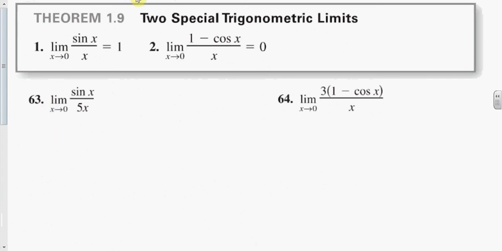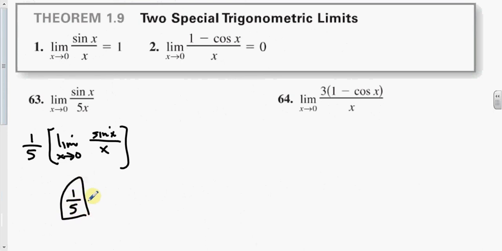Let me write it a little bit larger. So this is 1/5 times the limit as x goes to 0 of sine x divided by x. Now the limit of sine x over x as x goes to 0 is just 1. So we get 1/5 times 1. So we end up with just 1/5.